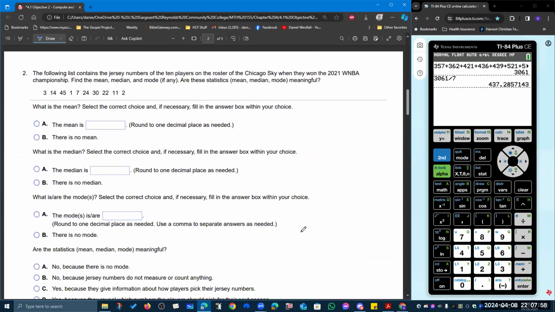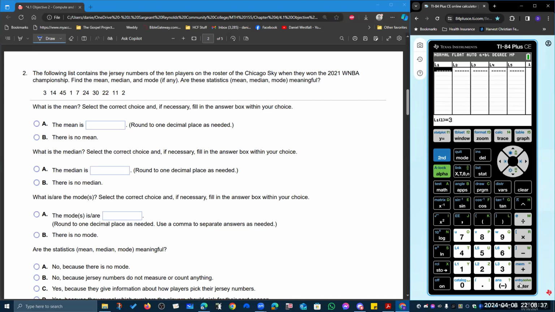Okay. Now let's go forward here. The following list contains the jersey numbers of 10 players on the roster of the Chicago Sky when they won the 2021 WNBA championship. Find the mean, median, and mode, if any. There shouldn't be a mode because people shouldn't be wearing the same jersey number, right? Are these statistics meaningful?